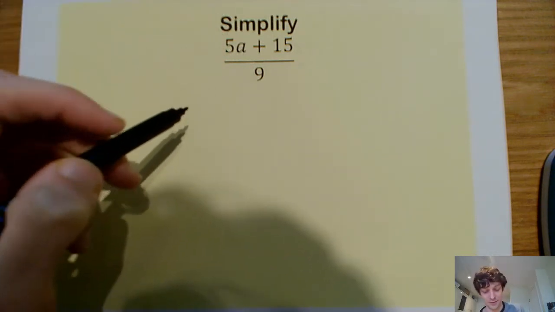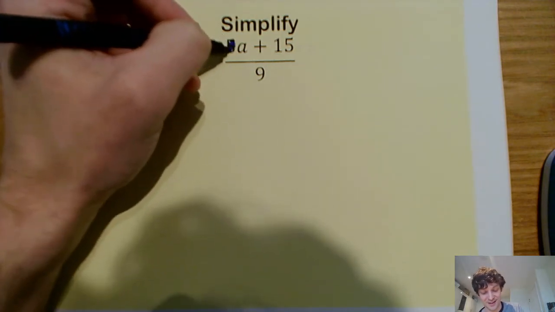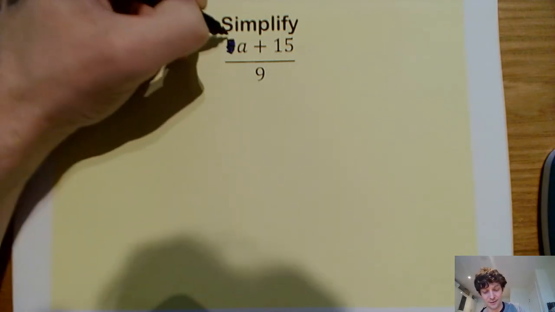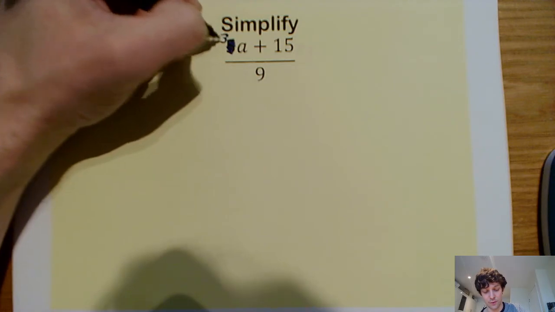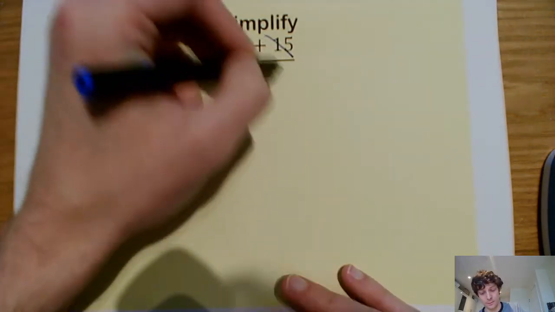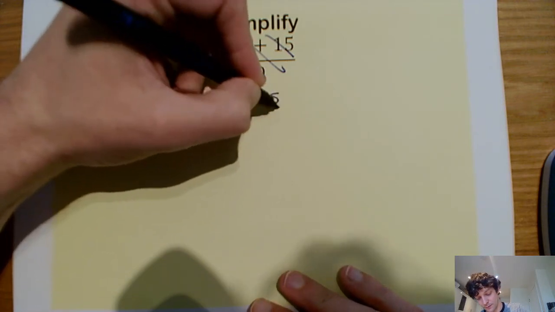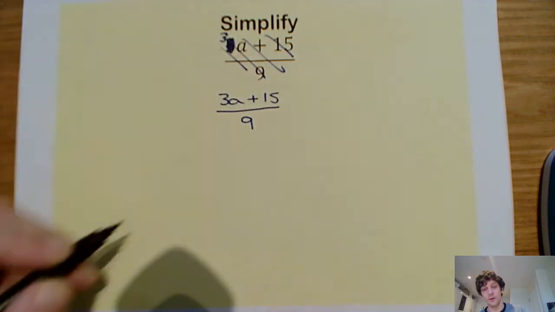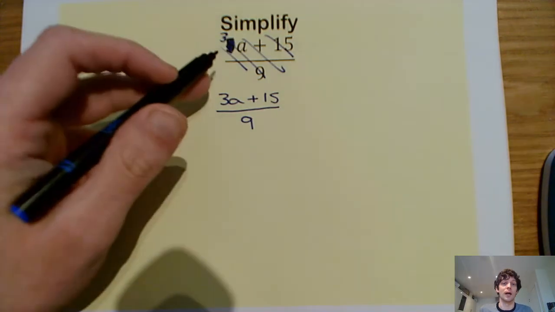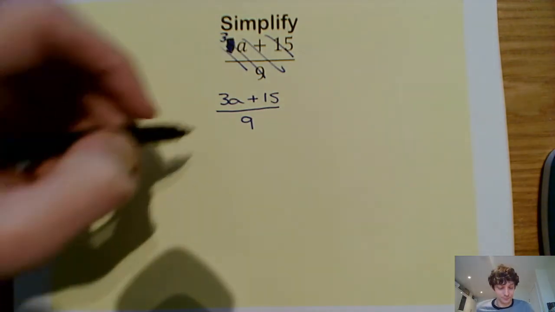Okay, there's a mistake in this question. Let's write that as a 3 instead. So let's pretend this question wasn't written the way it is. So it should be 3a plus 15 over 9. I might explain after I've done this why that was a typing mistake.